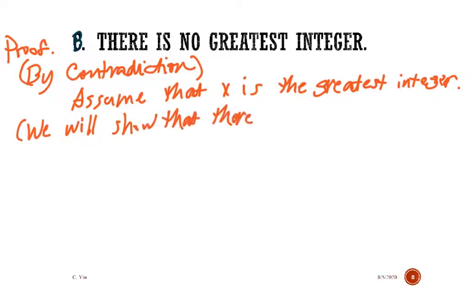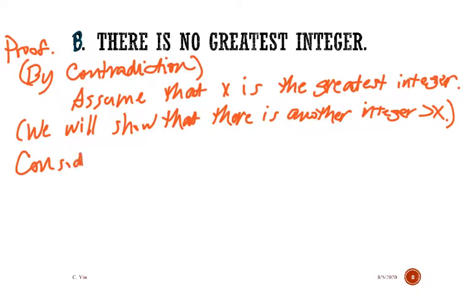that there is another integer that's going to be greater than x, which will definitely contradict what we just assumed. Alright, well you just pick whatever way you want to do this. So let's say we want to consider, let's say x plus 1.